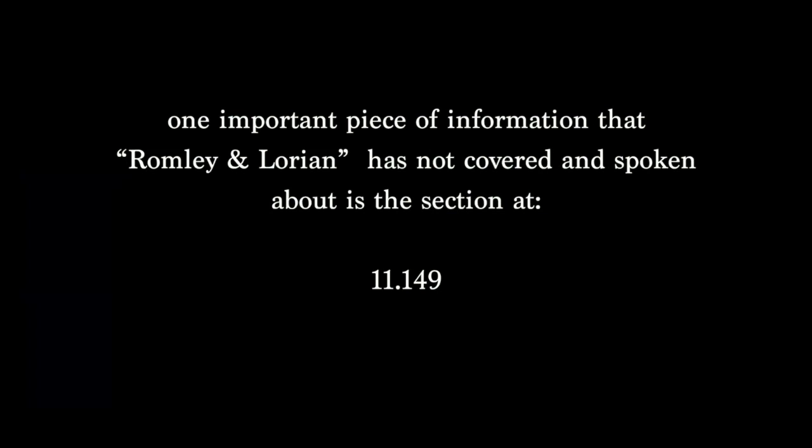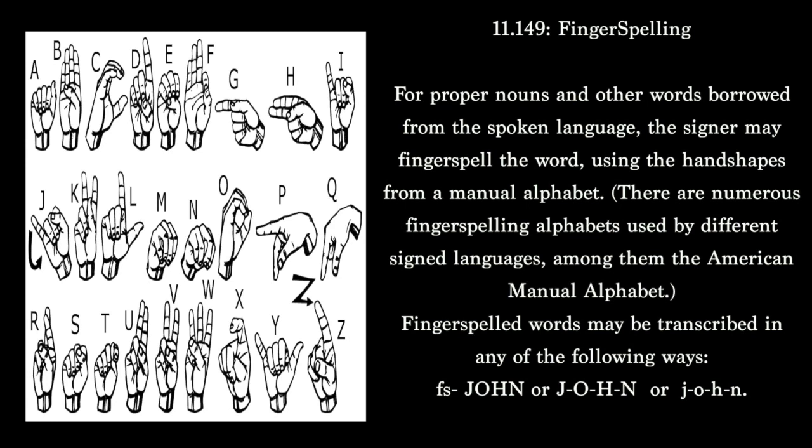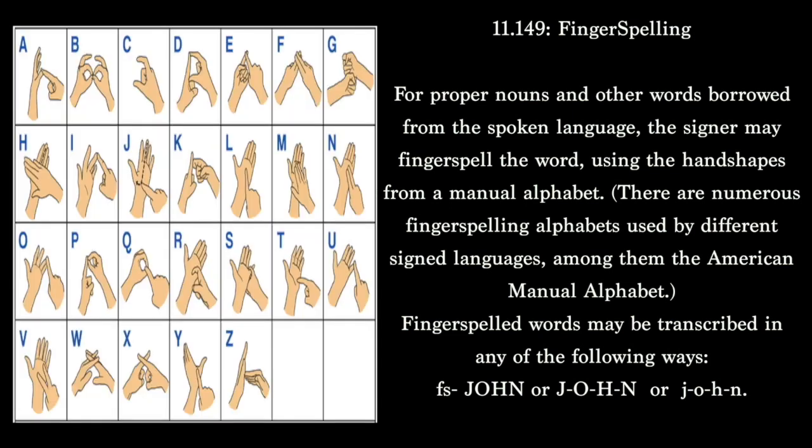One important piece of information that Romley and Lorian have not covered and spoken about is the section 11.149, fingerspelling. For proper nouns and other words borrowed from the spoken language, the signer may fingerspell the word using hand shapes from a manual alphabet. There are numerous fingerspelling alphabets used by different signed languages, among them the American Manual Alphabet. Fingerspelled words may be transcribed in any of the following ways. Just to add that another manual alphabet is BSL, which is the abbreviation for British Sign Language.